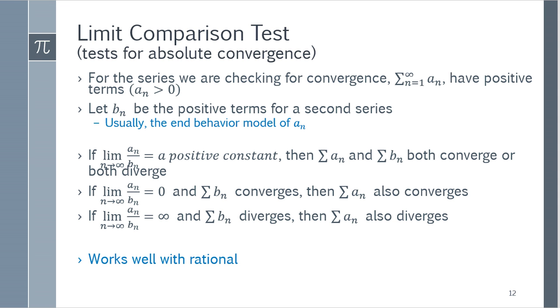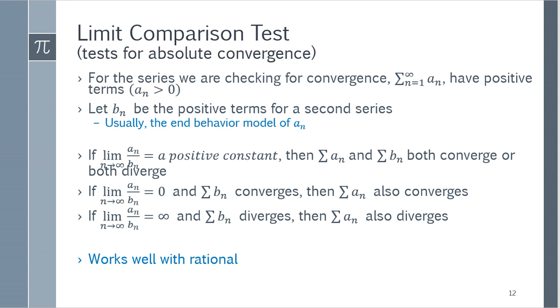I'm going to, like the direct comparison test, compare the series I'm looking at to a second series, which must also have all positive terms. None can be zero. I really, really like this test personally because whereas the ratio test is great for exponentials and factorials, it's not good with rationals. The limit comparison test is really, really nice with rational functions because the second series we're going to compare our original series to is usually going to be the end behavior model for the original series terms.